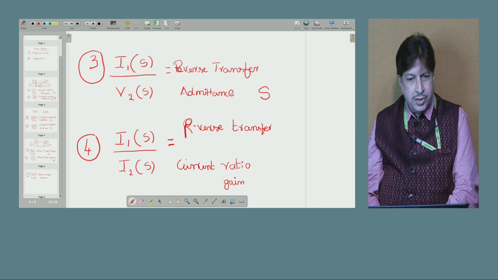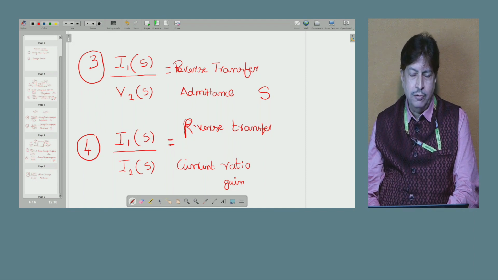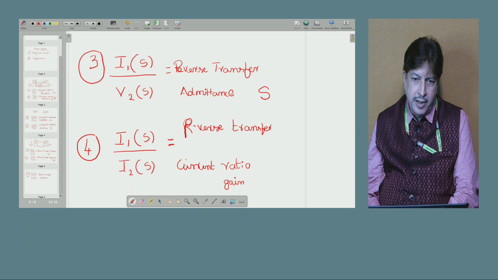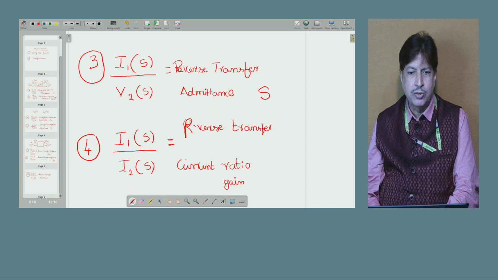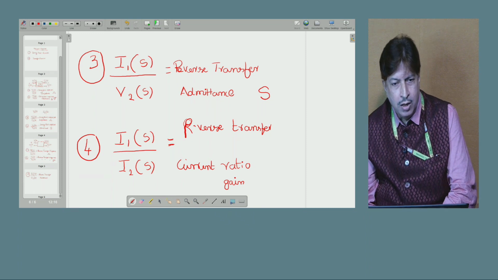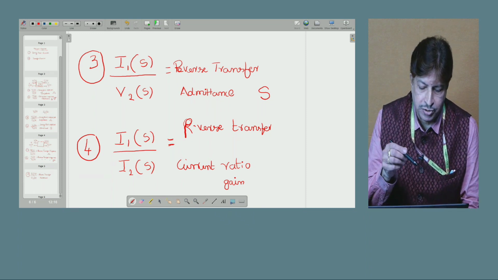So when we consider numerator as input variable, denominator as output variable, we have four possible reverse transfer functions. Reverse transfer admittance, reverse transfer current ratio, reverse transfer impedance, reverse transfer voltage gain. These are the four reverse transfer functions.